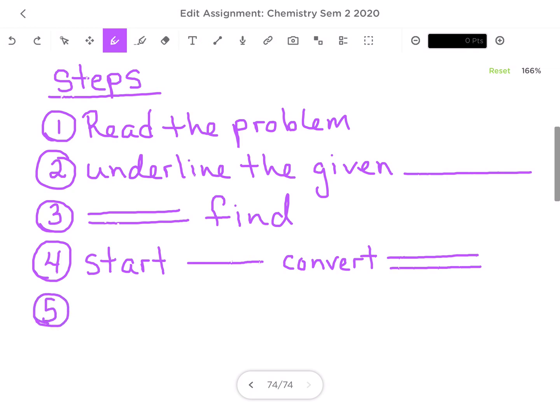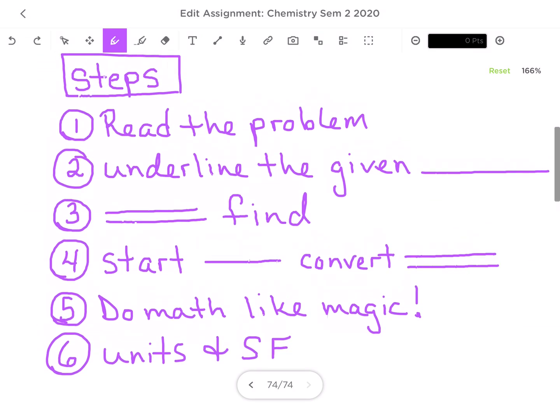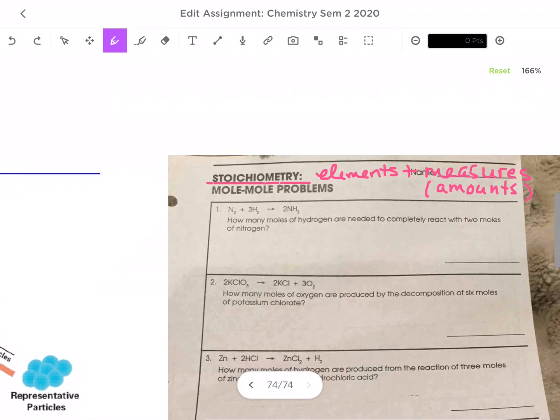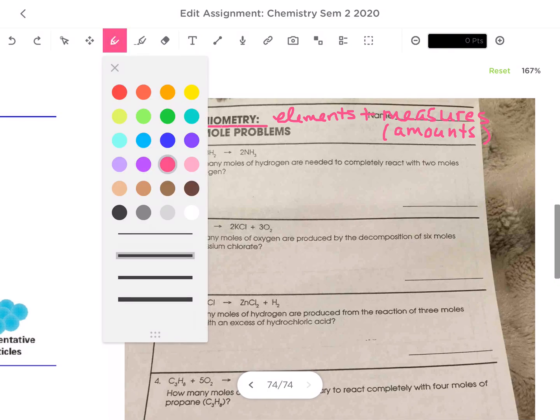Number 5, do math like magic. And number 6, add your units and check your significant figures. So using these steps right here, let's go down and try a mole to mole conversion problem using mole ratios. So your very first stoichiometry problem, let's do number 1 together.